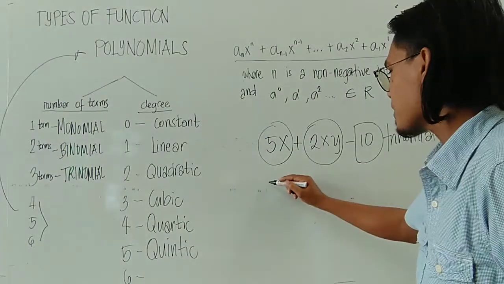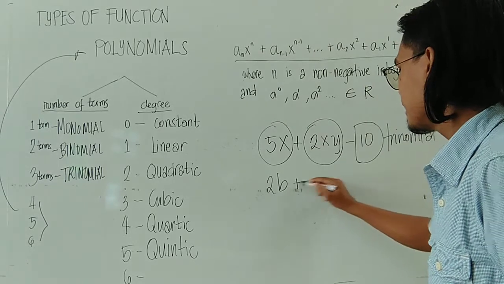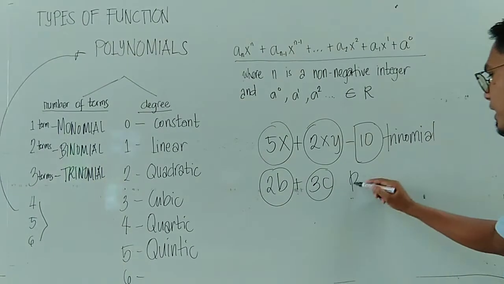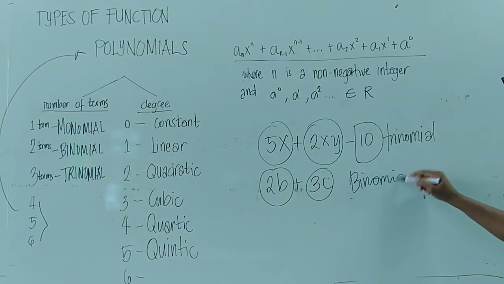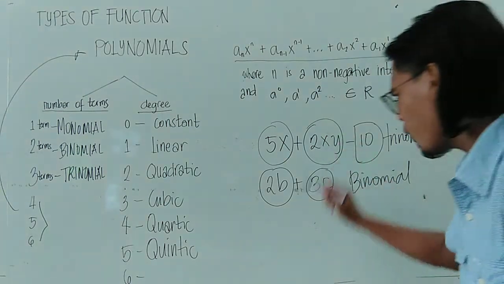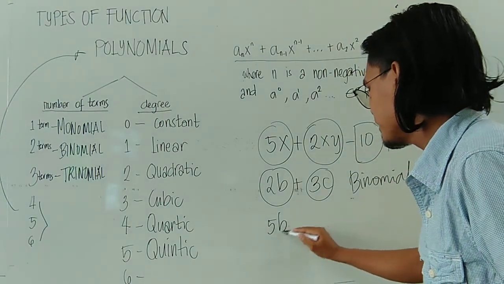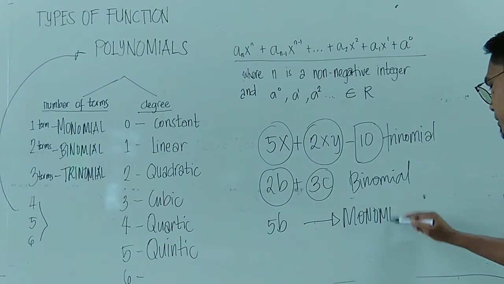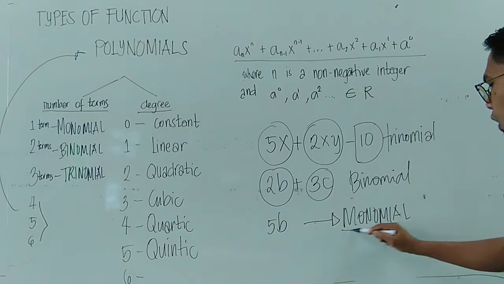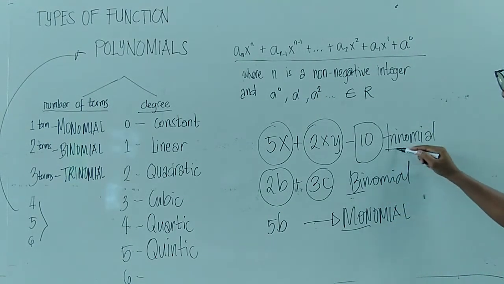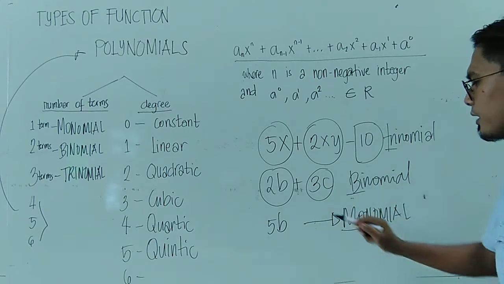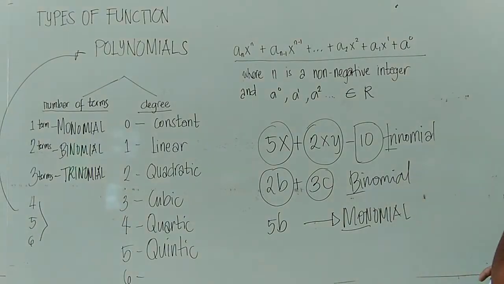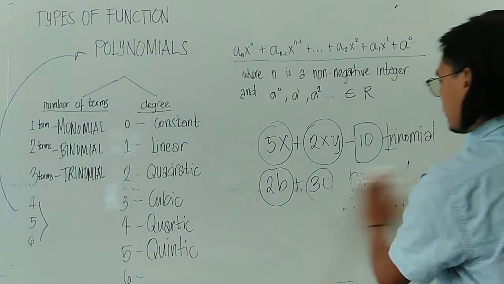If there are only two terms, for example 2b plus 3c, it has only two terms, so it is called a binomial. Okay? If there is only one term, like 5b, it is called a monomial. From the prefixes mono, bi, and tri: tri is three, bi is two, mono is one. Okay? So take note of that.